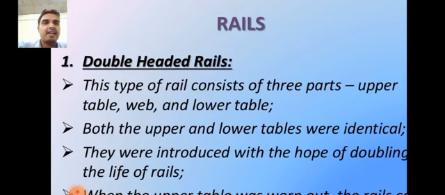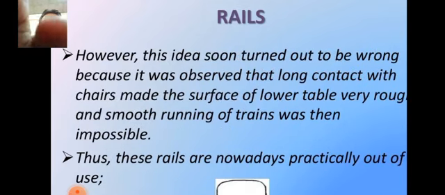Double-headed rail. This type of rail consists of three parts: the upper table, the web, and the lower table. Both the upper and lower tables are identical, and they were introduced with the hope of doubling the life of the rail. However, this idea was found to be wrong, because it was observed that long contact with the chairs made the surface of the lower table very rough, and smooth running of trains was then impossible. So these rails are now practically out of use.